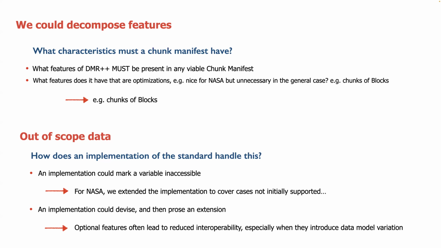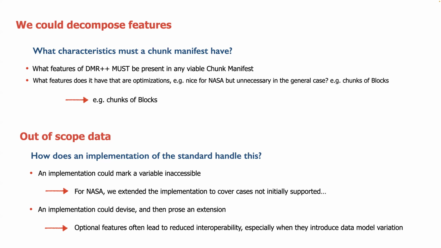So then another approach to just simply marking something as inaccessible, or possibly a companion approach, would be that an implementation would devise and then propose an extension. We would say, this adheres to this chunk manifest standard, and it also implements this particular extension. And so when you get the chunk manifest from this source, you may see this extension in there. And if you don't understand that, well, okay, then you have the fallback saying that's not accessible. Maybe that's a way to go.